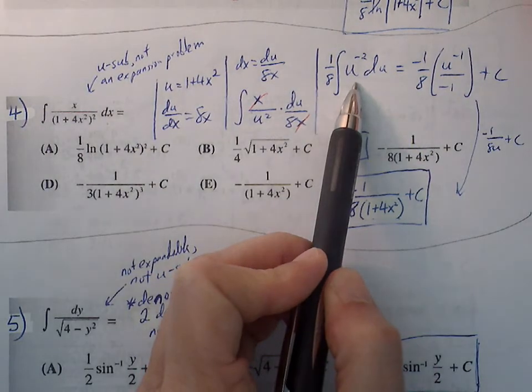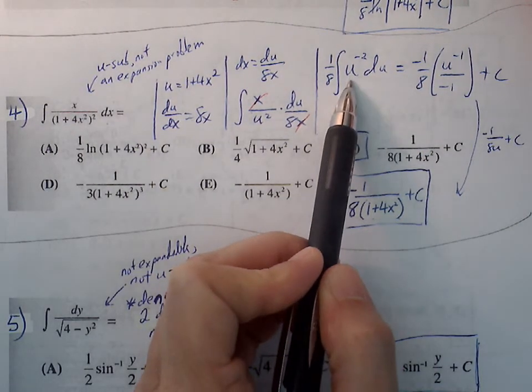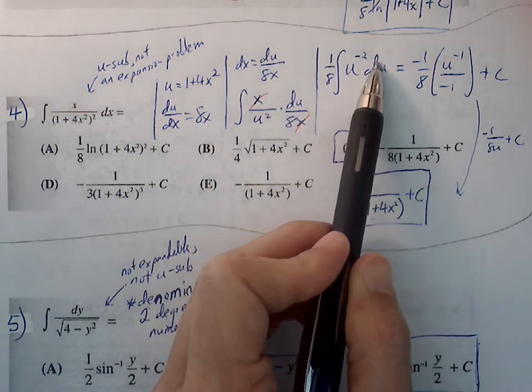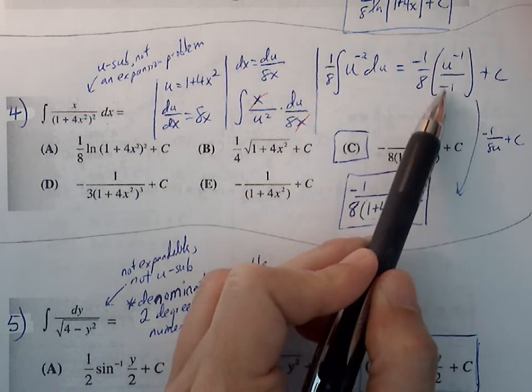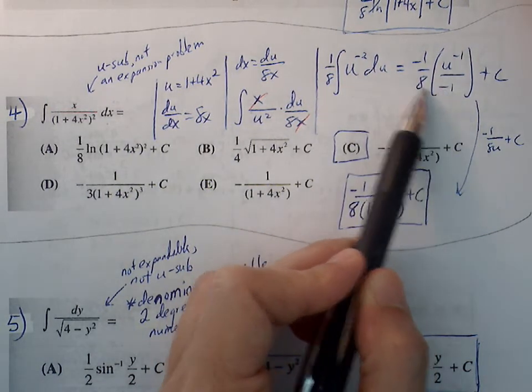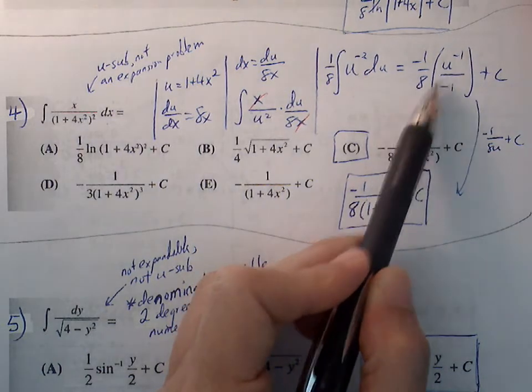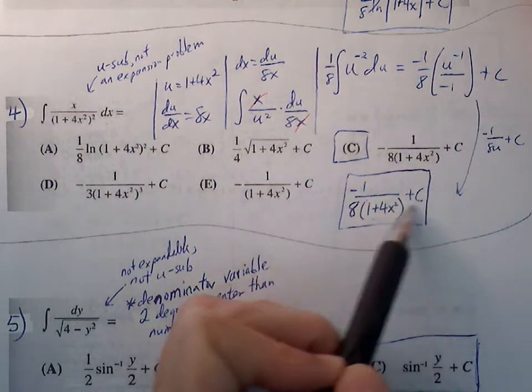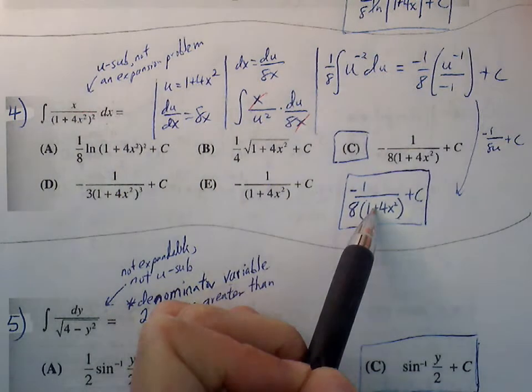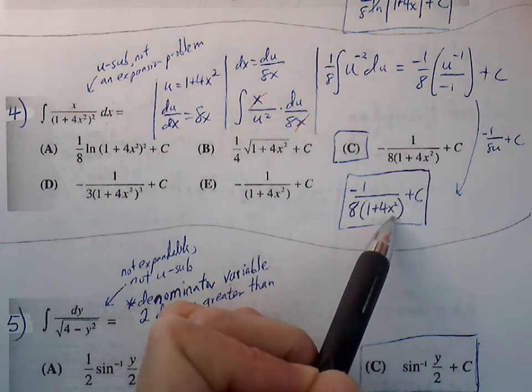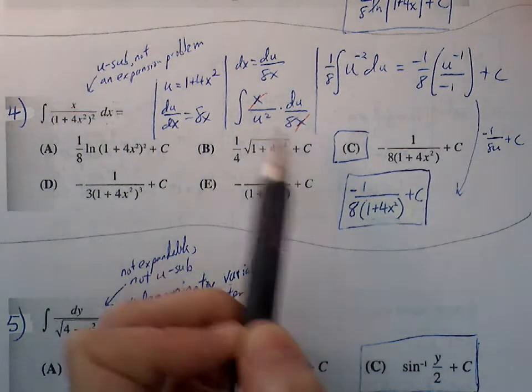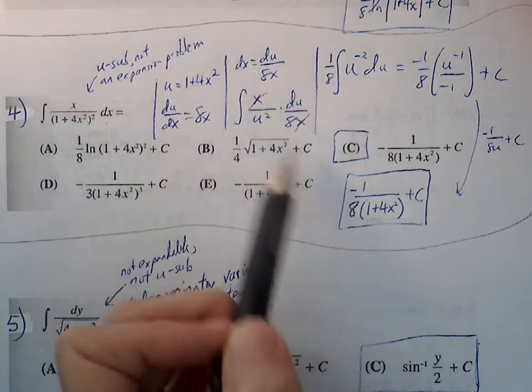Okay. So power rule for u to the -2, we add 1 to the exponent. -2 becomes -1 over -1. We clean this up, multiply, the two negatives become positive. We bring the u back down to the denominator. Plus c, replace the u back in terms of our original variable, in terms of x. Answer choice C.